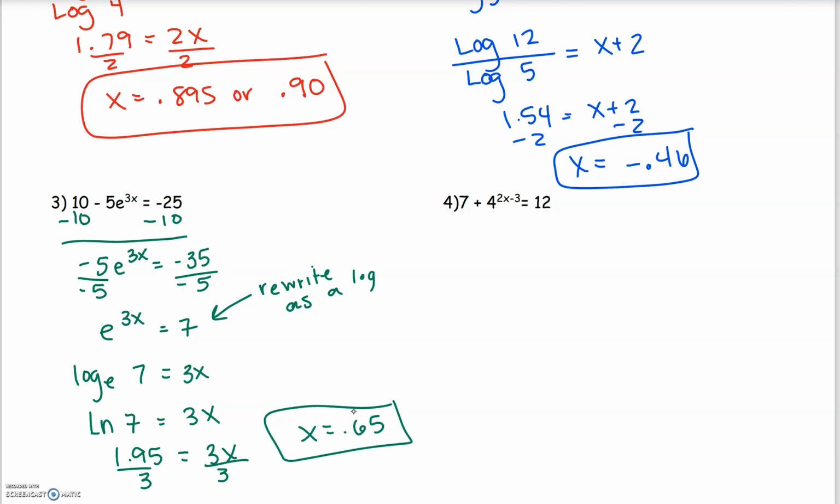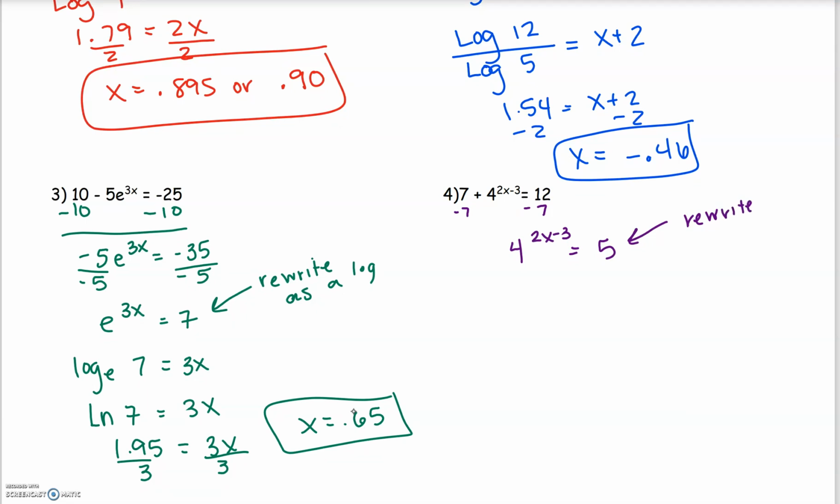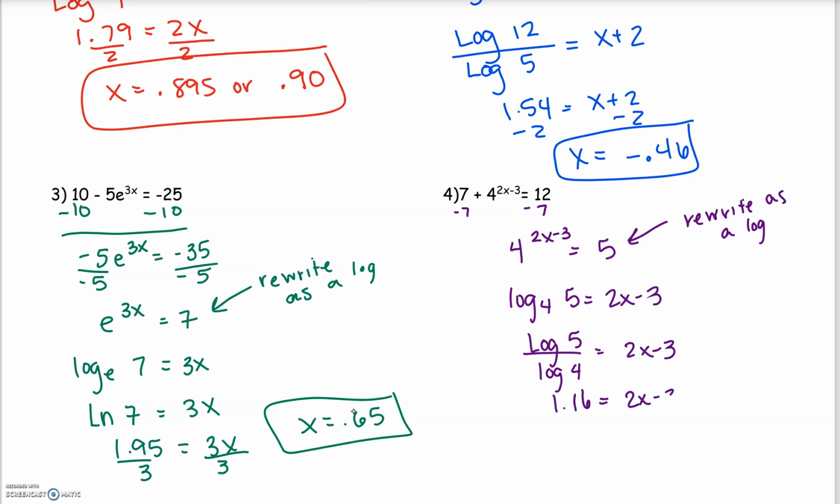So try number 4. You're going to subtract the 7, and then rewrite it in log form, doing your change of base and then solving. And hopefully you got 2.08.